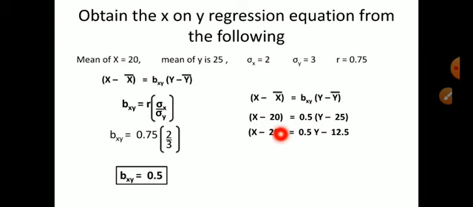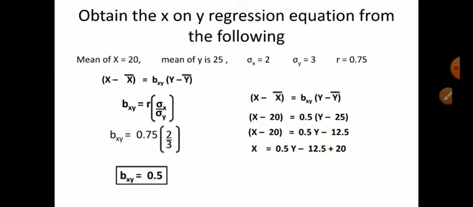Now this minus 20 will come to this side. If minus 20 comes from the left hand side to the right hand side, it will become plus 20. Therefore, x is equal to 0.5y minus 12.5 plus 20.